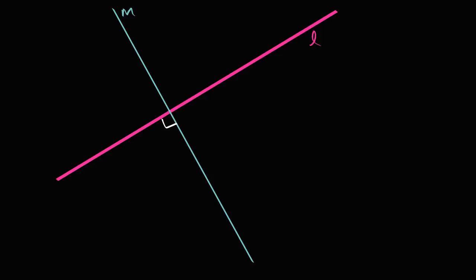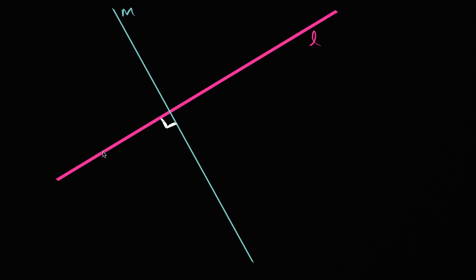What I'd like to do in this video is use some geometric arguments to prove that the slopes of perpendicular lines are negative reciprocals of each other. And so just to start off, we have lines L and M, and we're going to assume that they are perpendicular. So they intersect at a right angle. We see that depicted right over here.